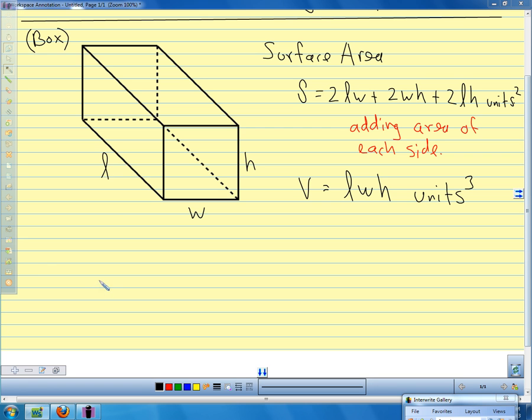All right, let's do a quick example. A box that has dimensions 6 centimeters by 8 centimeters by 12 centimeters. Well, can it be a cube? No. Because all the sides aren't the same. In order for it to be a cube, all the sides have to be the same. We want the surface area and the volume.